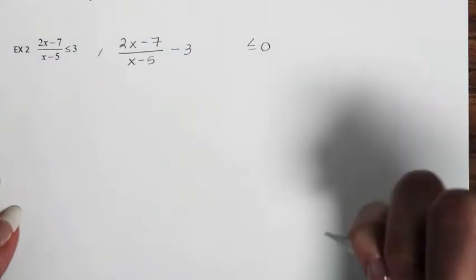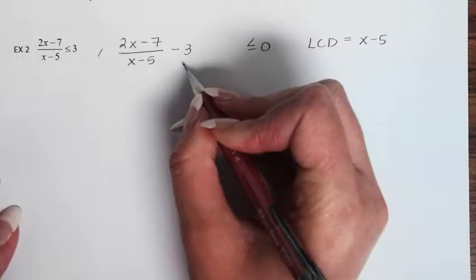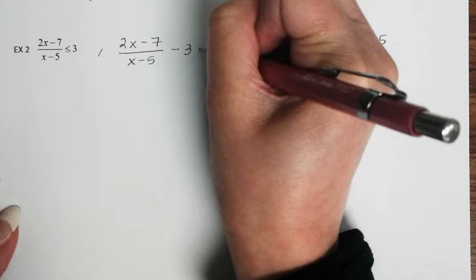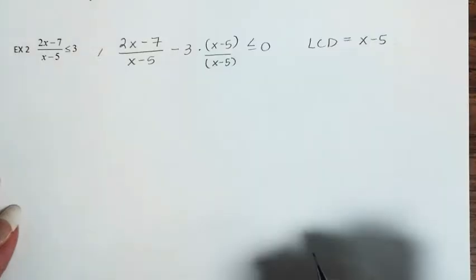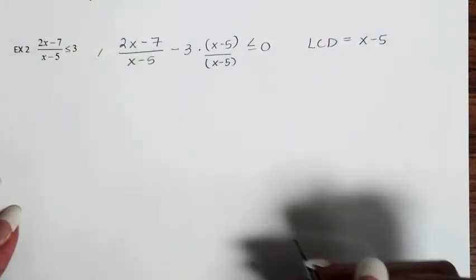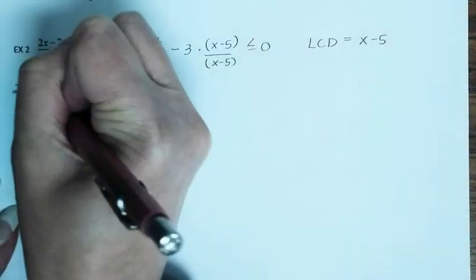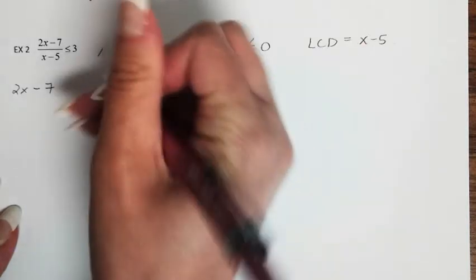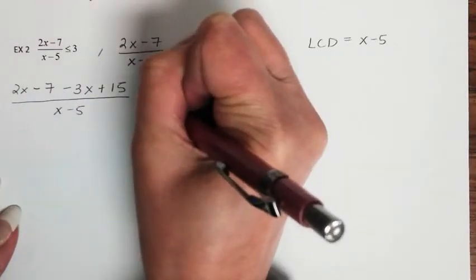Okay, why am I leaving that space? Because I know that the least common denominator is x minus 5, so I need this one to have the same denominator. To make that happen, I'm going to multiply the top and the bottom times x minus 5 of this negative 3. Okay, so when I do that, let me write it here, you have 2x minus 7, and then you're going to distribute this negative 3 here and here, having negative 3x plus 15, everything divided by x minus 5, and less than 0.